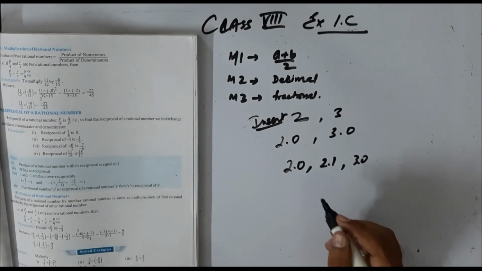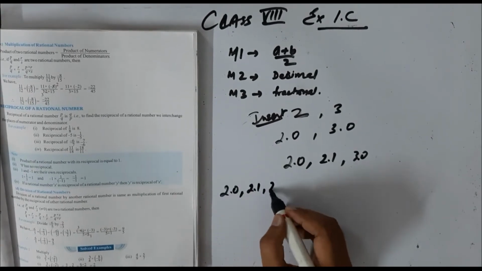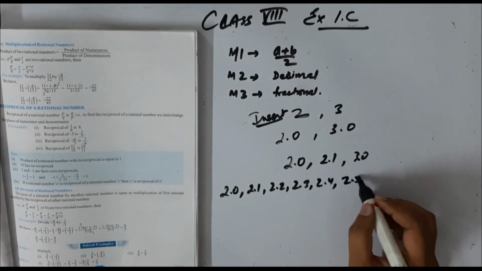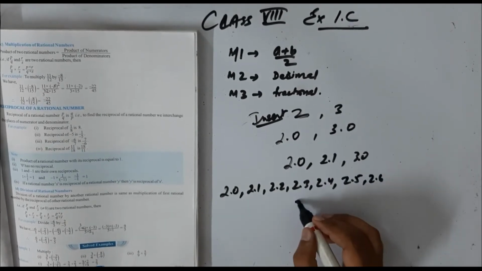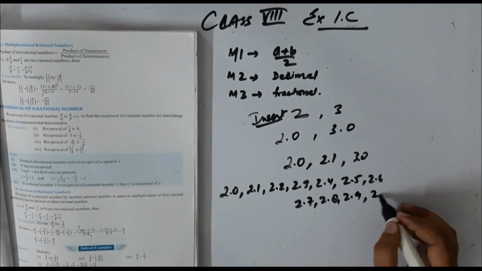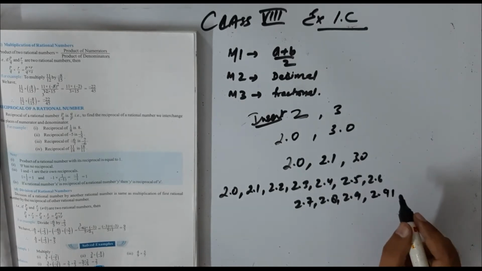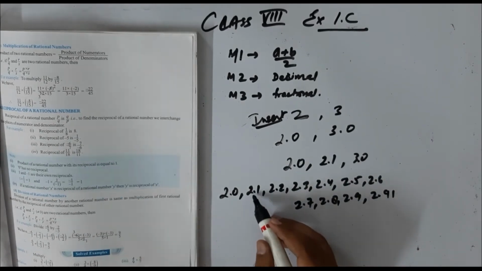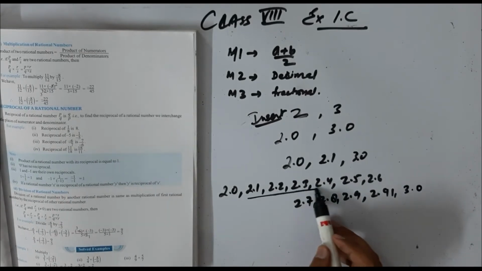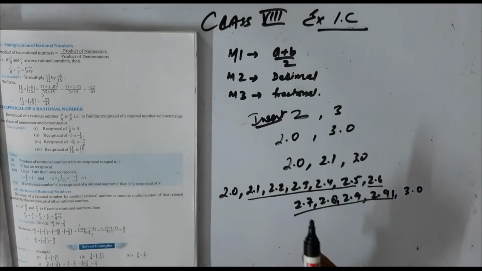Suppose they are asking for 10 numbers, then what can we write? We can write 2.0, 2.1, 2.2, 2.3, 2.4, 2.5, 2.6, 2.7, 2.8, 2.9 and 2.10. No, 2.91. Why can't we write 2.10? Because 2.10 is also called 2.1. Then the last one is 3.0. So now we have 10 numbers. So this is the method known as the decimal method.